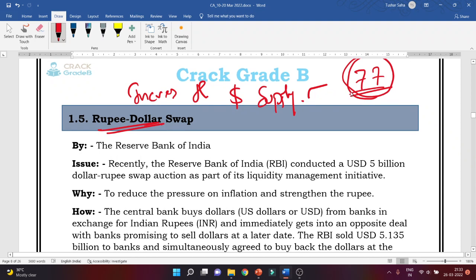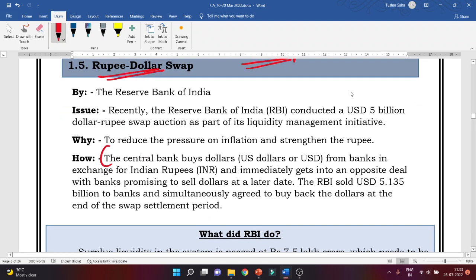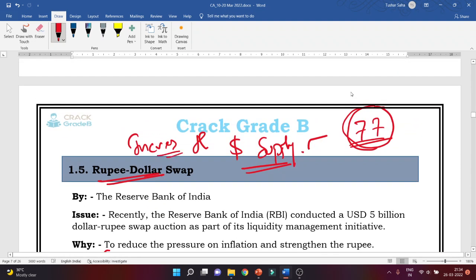The central bank buys dollars from banks in exchange of Indian rupees and immediately gets into an opposite deal with banks promising to sell dollars at a later stage. So what RBI did? The RBI sold USD 5.135 billion to banks and simultaneously agreed to buy back the dollars at the end of the swap settlement period. So immediately in the liquidity system, US dollar 5.135 billion is with the banks now, means is pumped into the economy. What did RBI do? RBI has increased the supply.